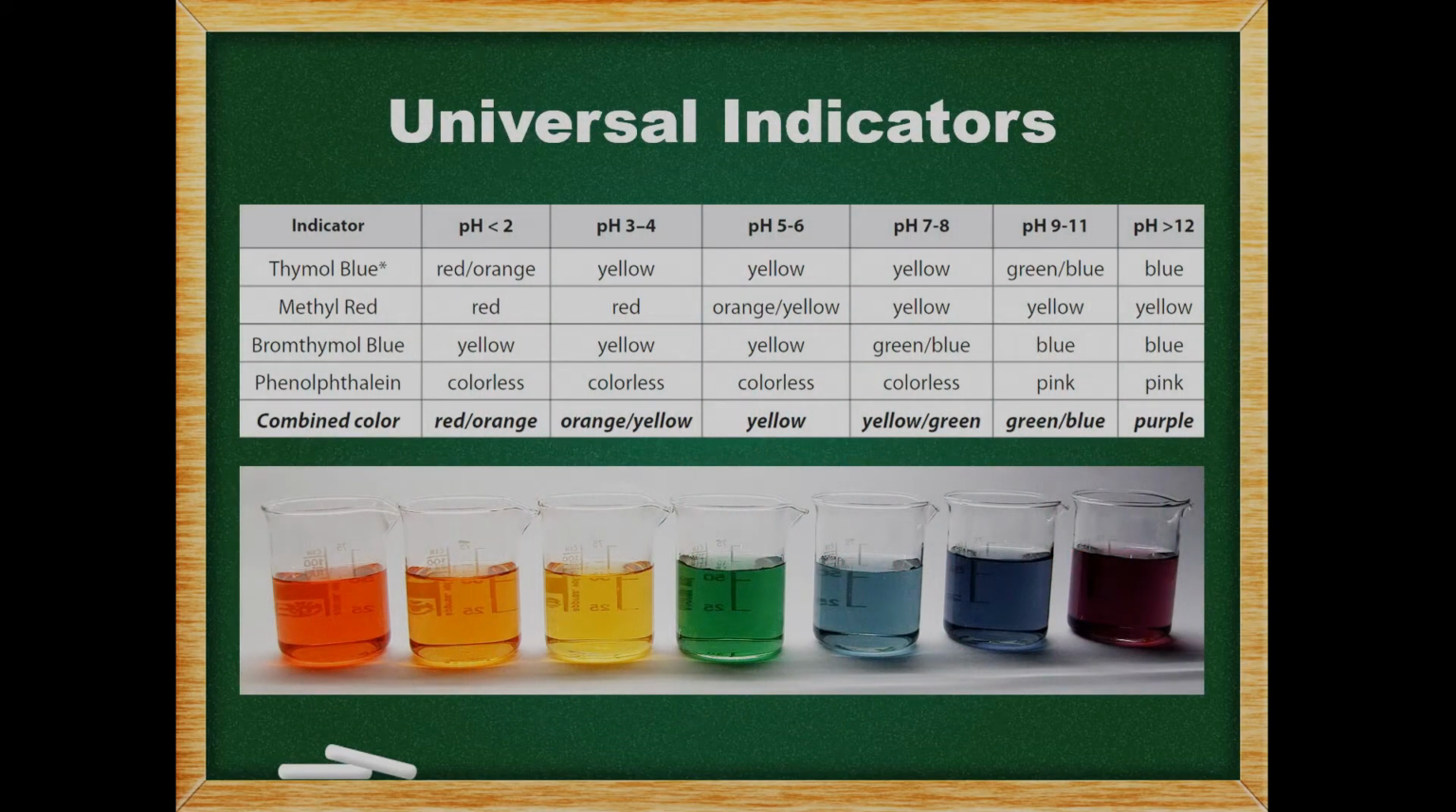Several different indicators can be combined to create something known as a universal indicator. In a universal indicator, the colors of the component indicators at each pH combine to display virtually all colors of the visible spectrum. This table shows the indicators that make up a typical universal indicator. We can see how their individual colors combine to give an overall color revealing the pH of the solution.